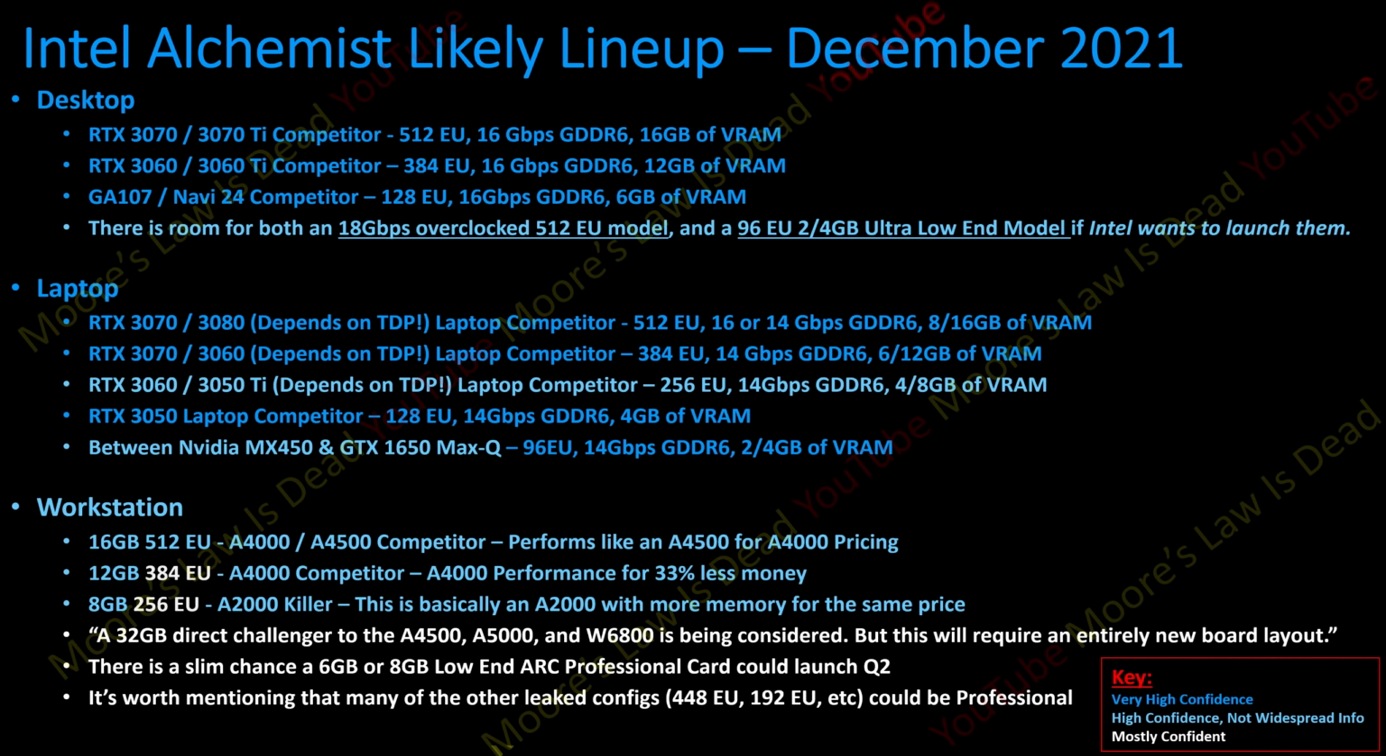And then it's also worth mentioning that many of those other leaked configurations that we've seen, 448 execution units, 192, all of those, who knows if they eventually put those in professional. I'm just saying right now there doesn't seem to be any plans to.